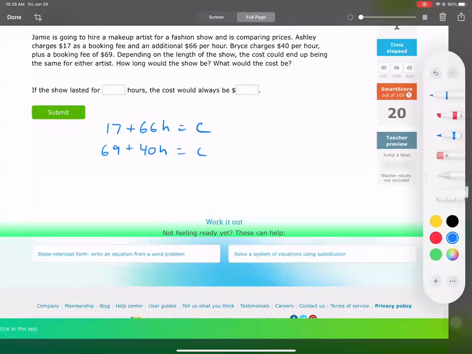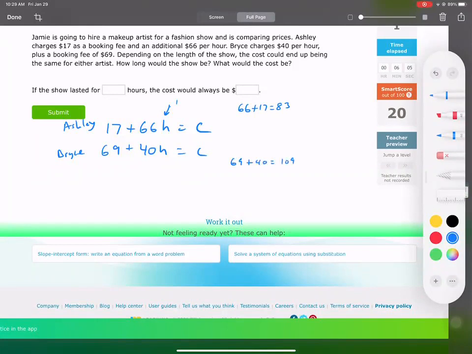So like we talked about before, let's make sure we understand this equation. If I hired Jamie, sorry, not Ashley, this is Ashley. And this here is Bryce. Oh my gosh, this auto changed it. This is Ashley. Okay, Ashley. If I hire Ashley for 1 hour, just put a 1 there, it would be $66 plus 17. So it would cost $83. But if I hired Bryce for 1 hour, it would be $69 plus 40. And this would be $109.